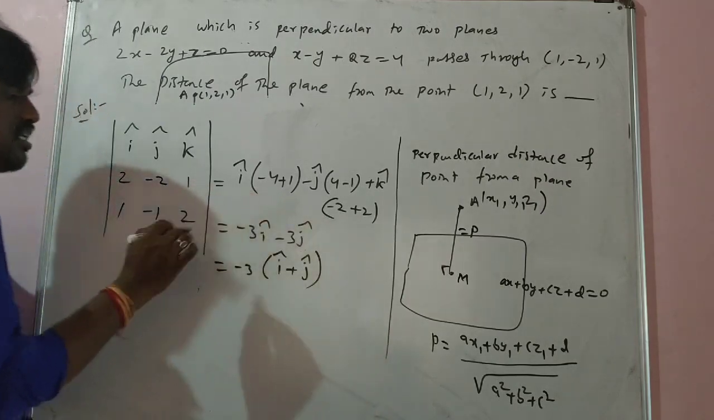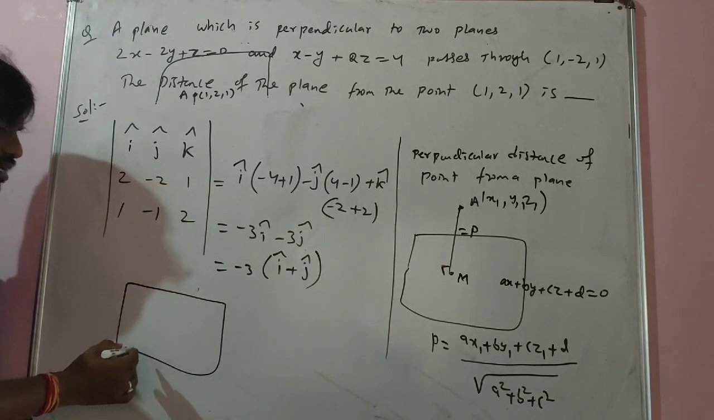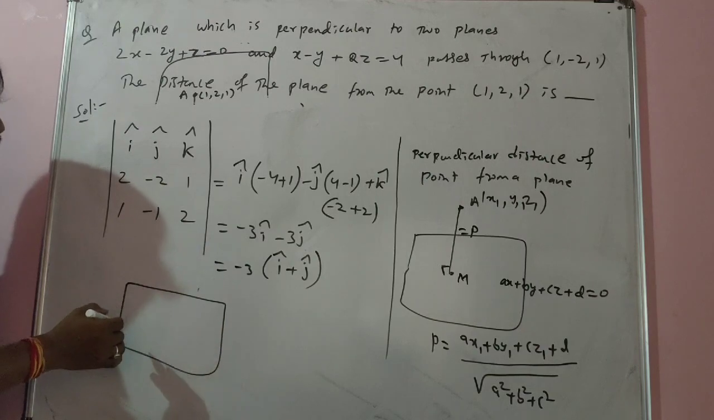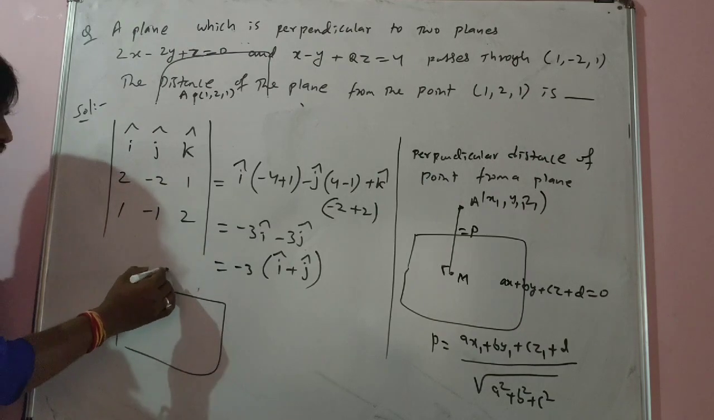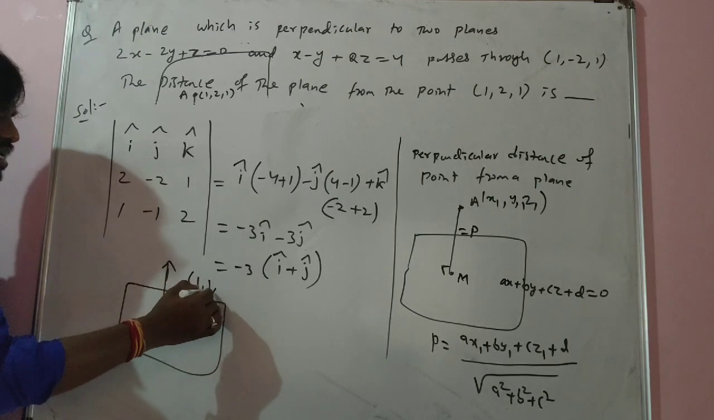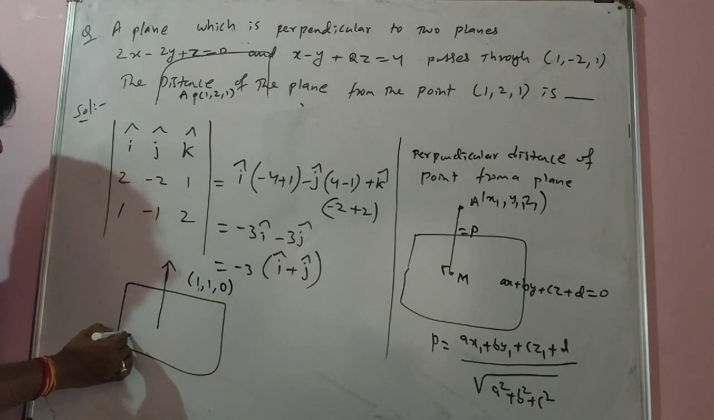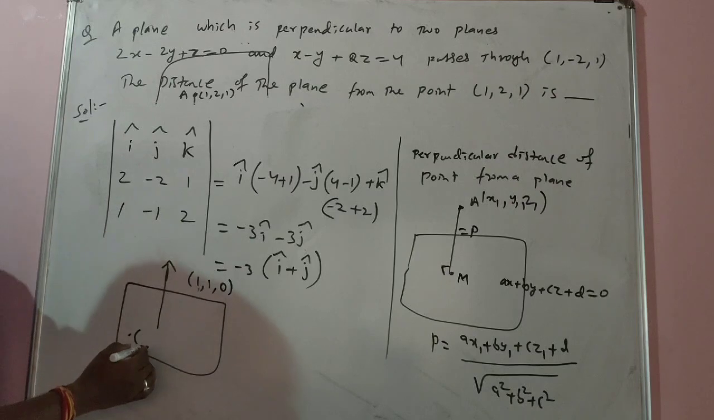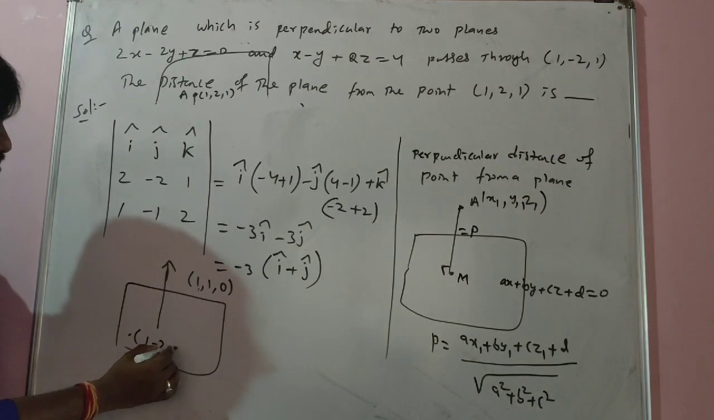So the direction ratios I got for this plane. What are the direction ratios? That is 1 comma 1 comma 0. And I got a point on the plane. That is, the point on the plane is 1 comma minus 2 comma 1.